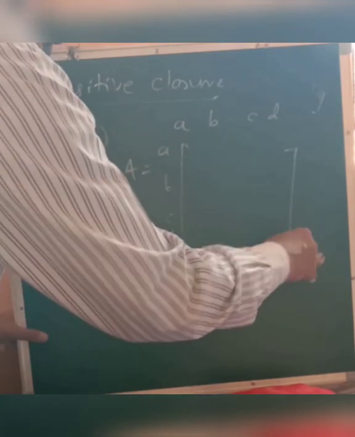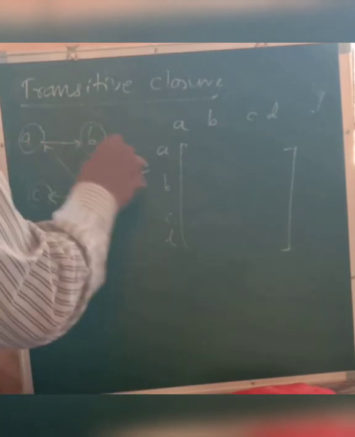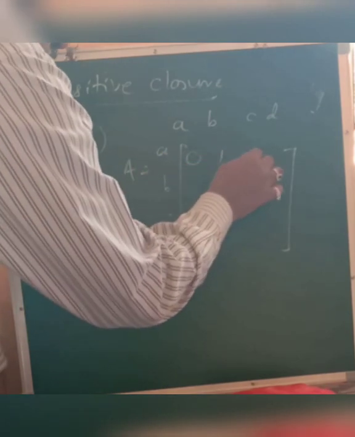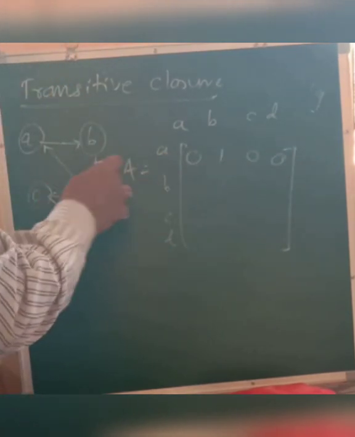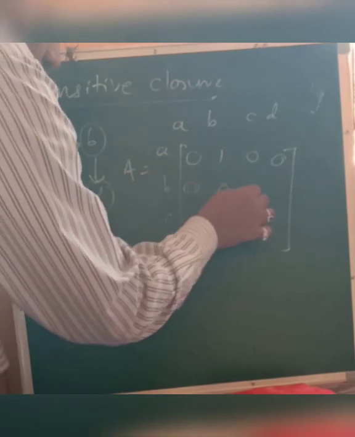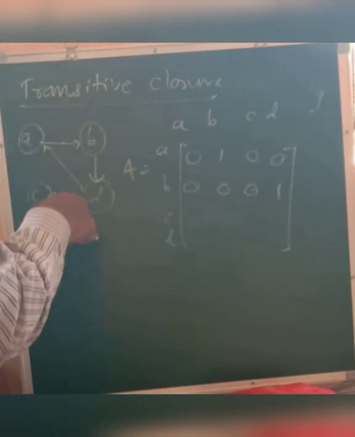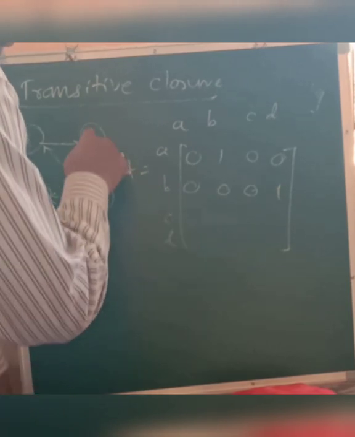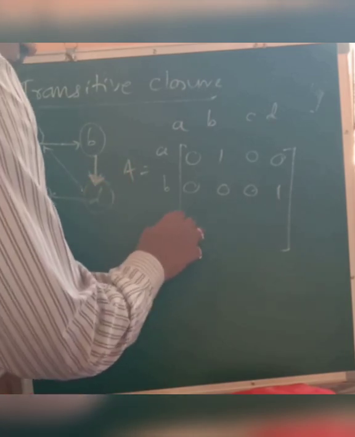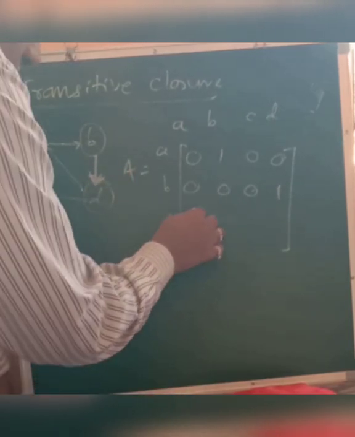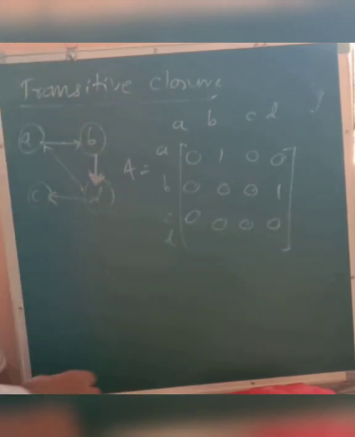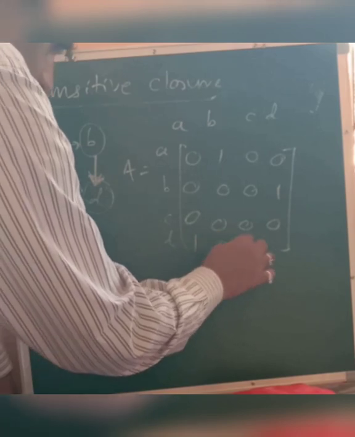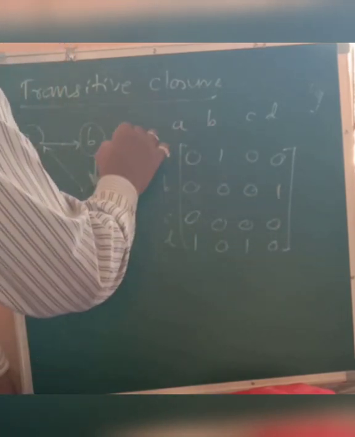So let us have the matrix. A to B is there, so A to B is 1. And is there any path? No path is there, 0, 0, 0. And then 0, 0, 0, 1, because there is a path from B to B. B to B there is a directed path. So this is a directed graph. C has 0, 0, 0, 0, and then D will be 1, 0, 1, 0. So this is the first matrix.